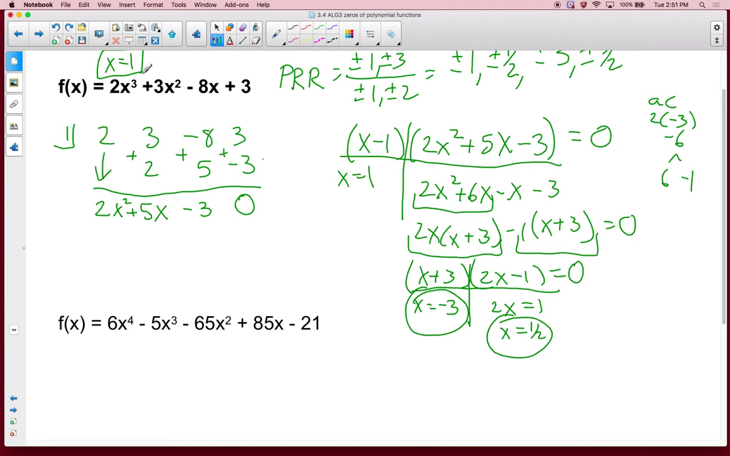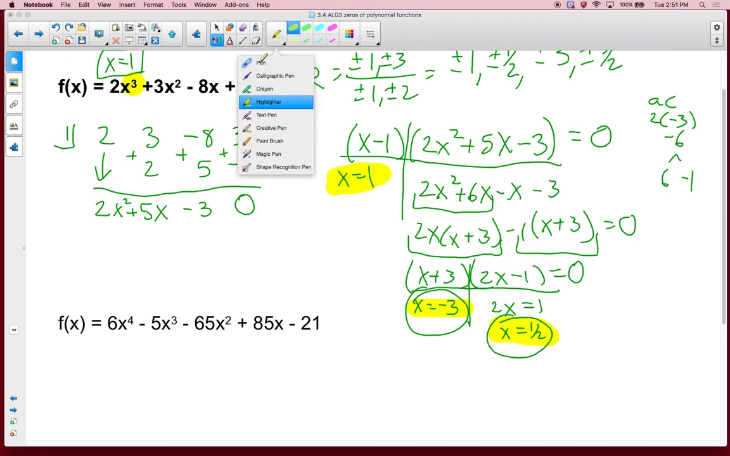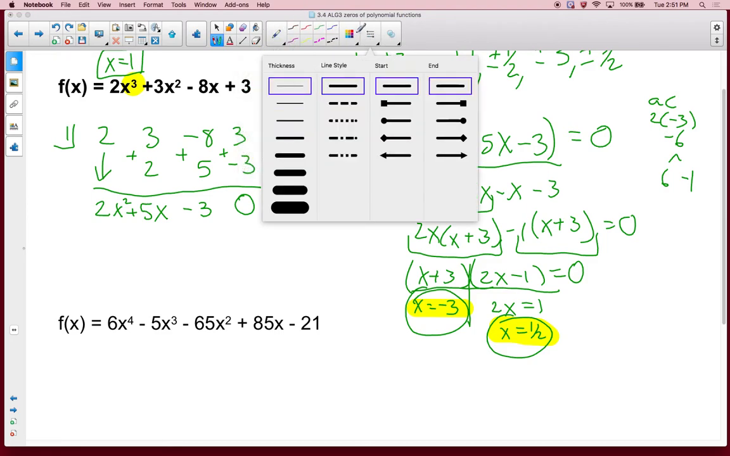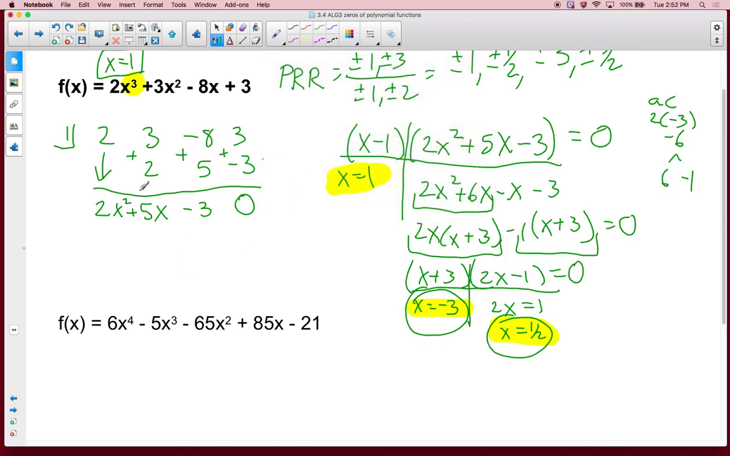We knew we were going to get 3 solutions here, and the reason why is because of this x cubed. So we got 3 answers: x equals 1, x equals negative 3, and x equals 1/2. Those are the zeros of your graph, or where it's going to cross your x-axis. Okay, moving on here.